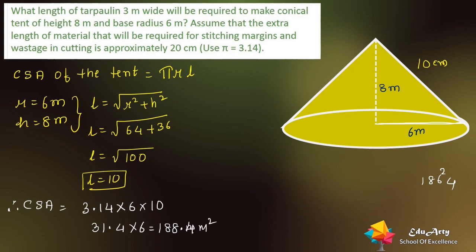Now what are they saying? Area of the tarpaulin material is equal to area of the tent. Correct? Understand what I'm saying? Okay. See, area of the tarpaulin material, that area of the tarpaulin is equal to area of the tent. Correct? Area of tarpaulin is equal to what? It is equal to area of tent.